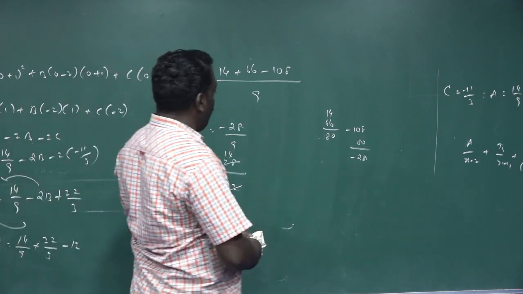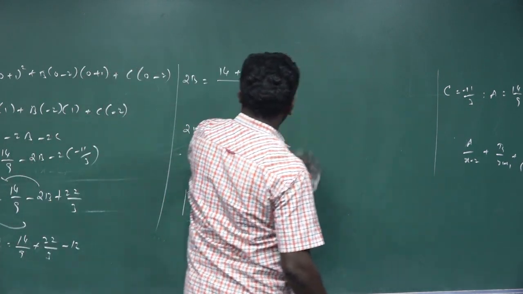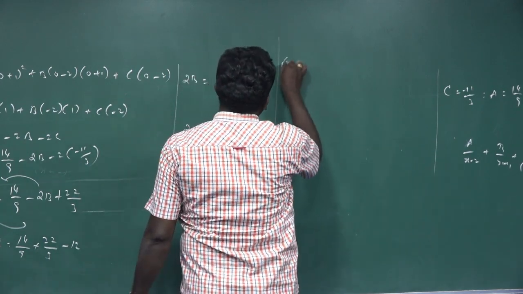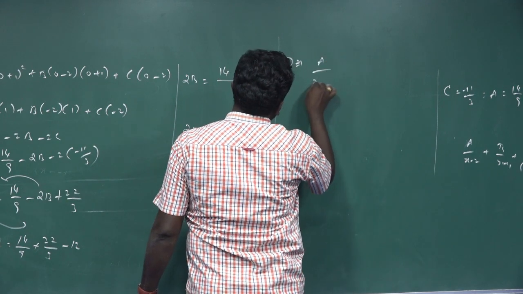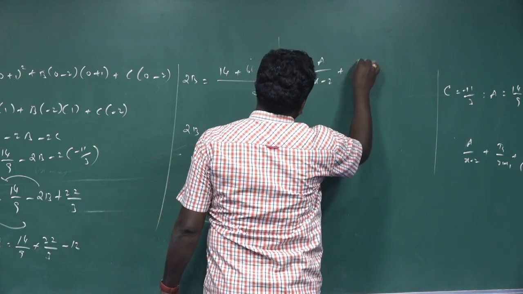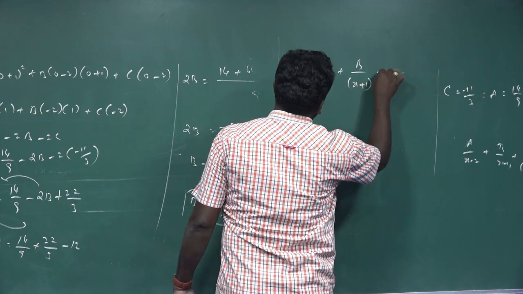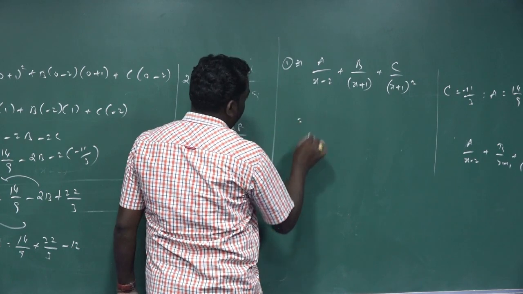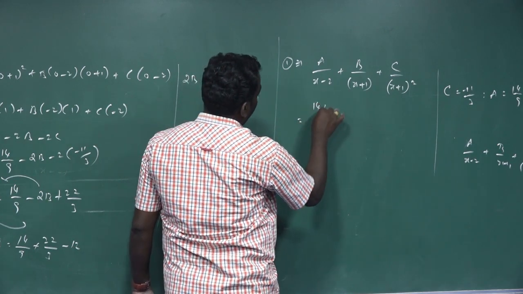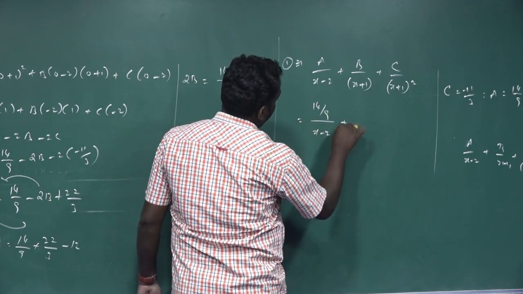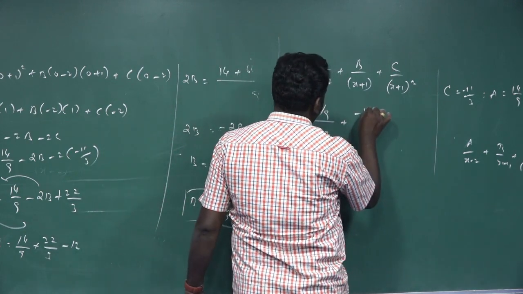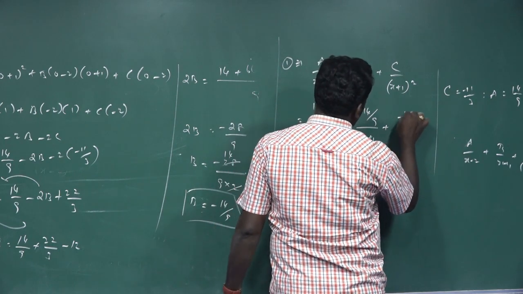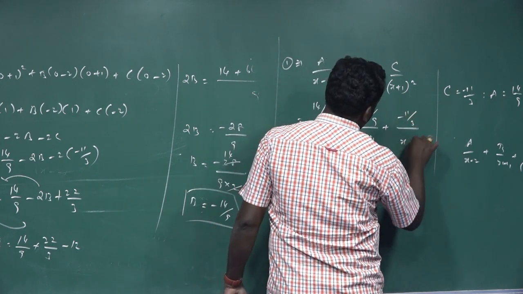Now we know the value of a, the value of b and the value of c. Now we want to substitute the values in the first equation. Therefore, equation 1 implies a by (x minus 2) plus b by (x plus 1) plus c by (x plus 1) whole square. This is equation 1. Now the a value is 14 by 9 by (x minus 2), plus the b value is minus 14 by 9 by (x plus 1), plus the c value is minus 11 by 3 by (x plus 1) whole square.